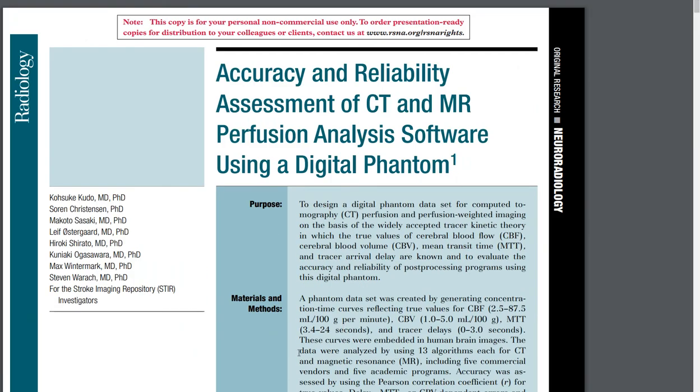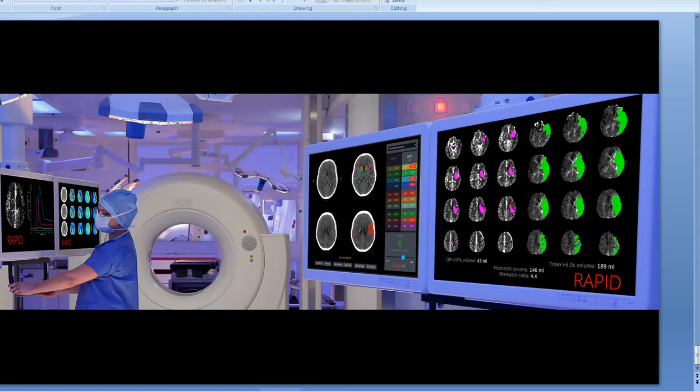So just don't rely too much on the CT perfusion. It's generally very noisy and not accurate.